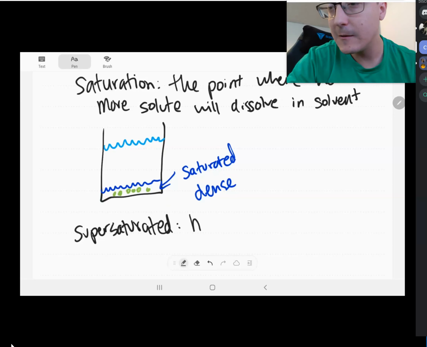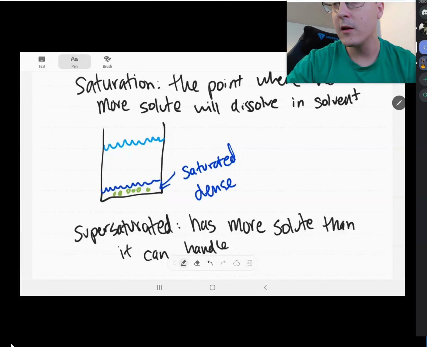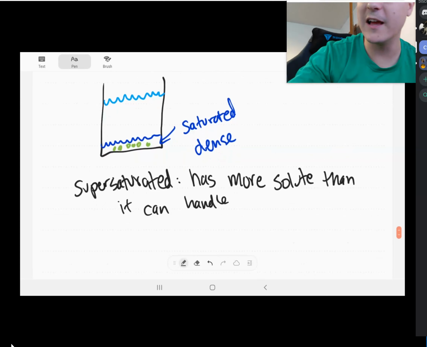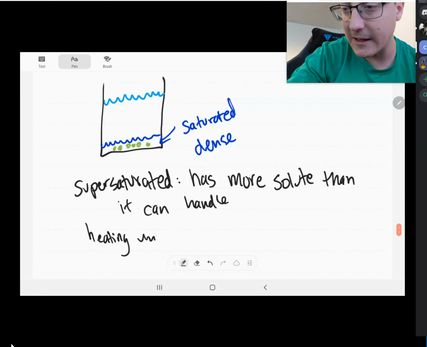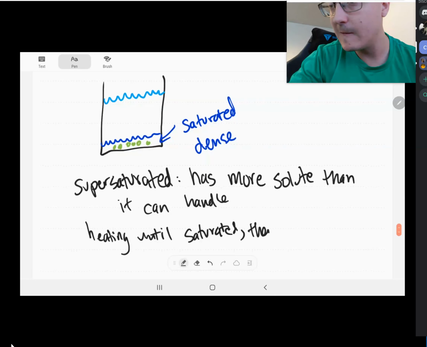Where it has more solute than it can handle. Oops, sorry. And so how you get a supersaturated solution is by heating it. Heating until saturated, and then slowly cooling.